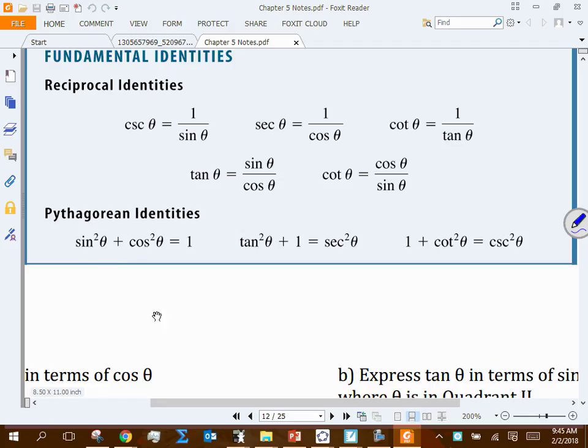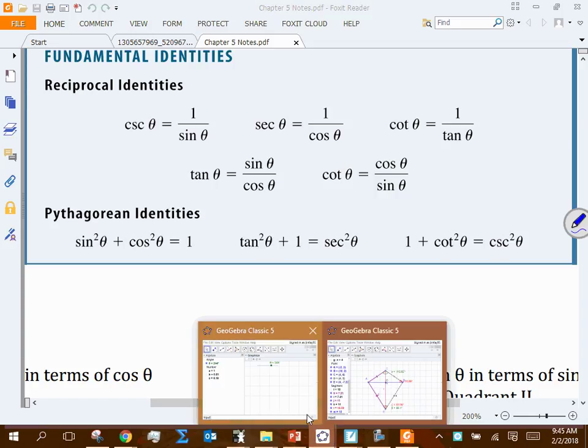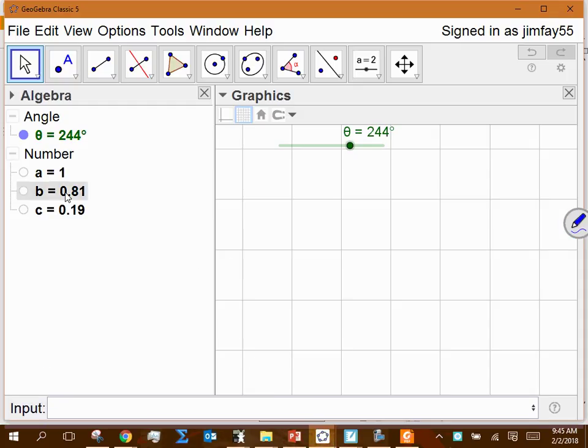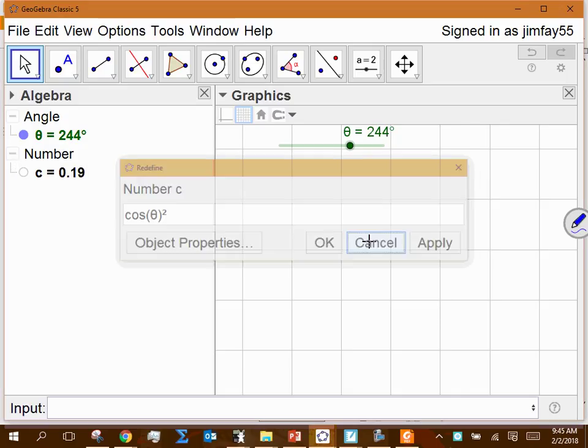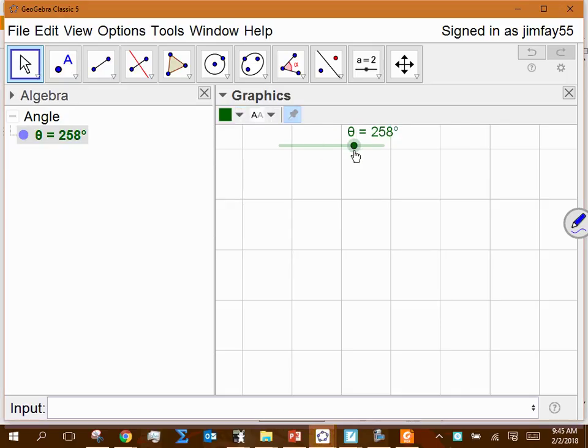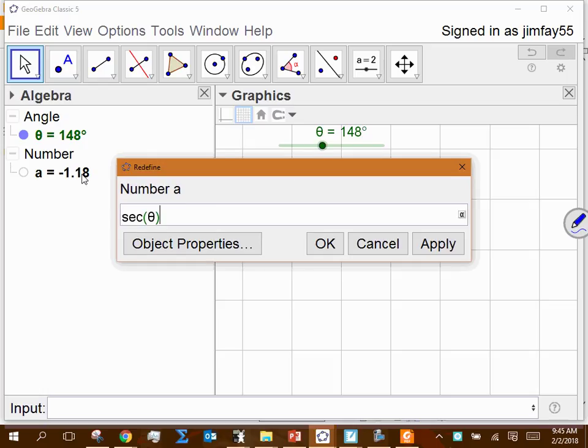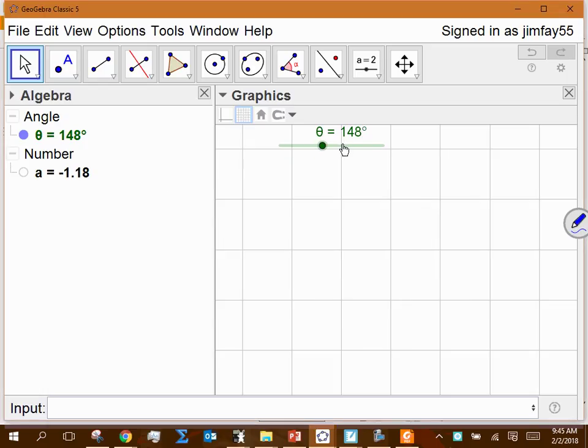To show you some of these ideas. Obviously, hopefully we know these reciprocal ones are true. But I've just got an angle theta here. So this is my input, and I'm going to be allowed to change it, right? We know the secant of theta, if I hit enter, and I wanted to grab that real quick. Okay, so secant of theta, when theta is 148, is that, right?